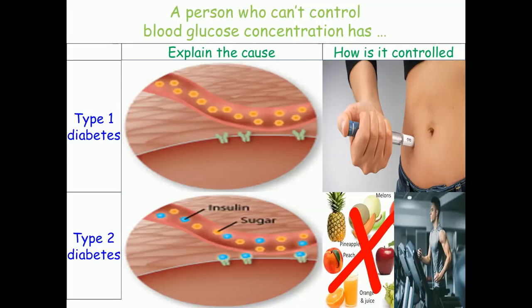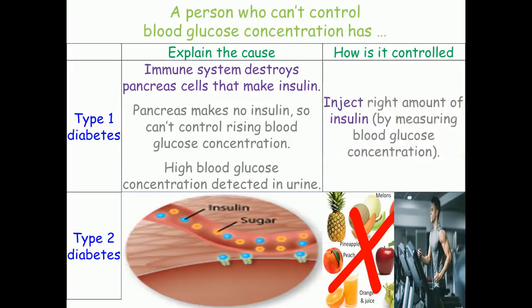And that's because the pancreas that produces insulin has been destroyed by the person's own immune system, and that's causing type 1 diabetes. And to control it, a person can inject insulin. Since they can't produce their own insulin, they'll inject insulin based on the amount of blood glucose concentration which they detect, and then they inject a certain amount of insulin based on how high the glucose concentration is in the blood.